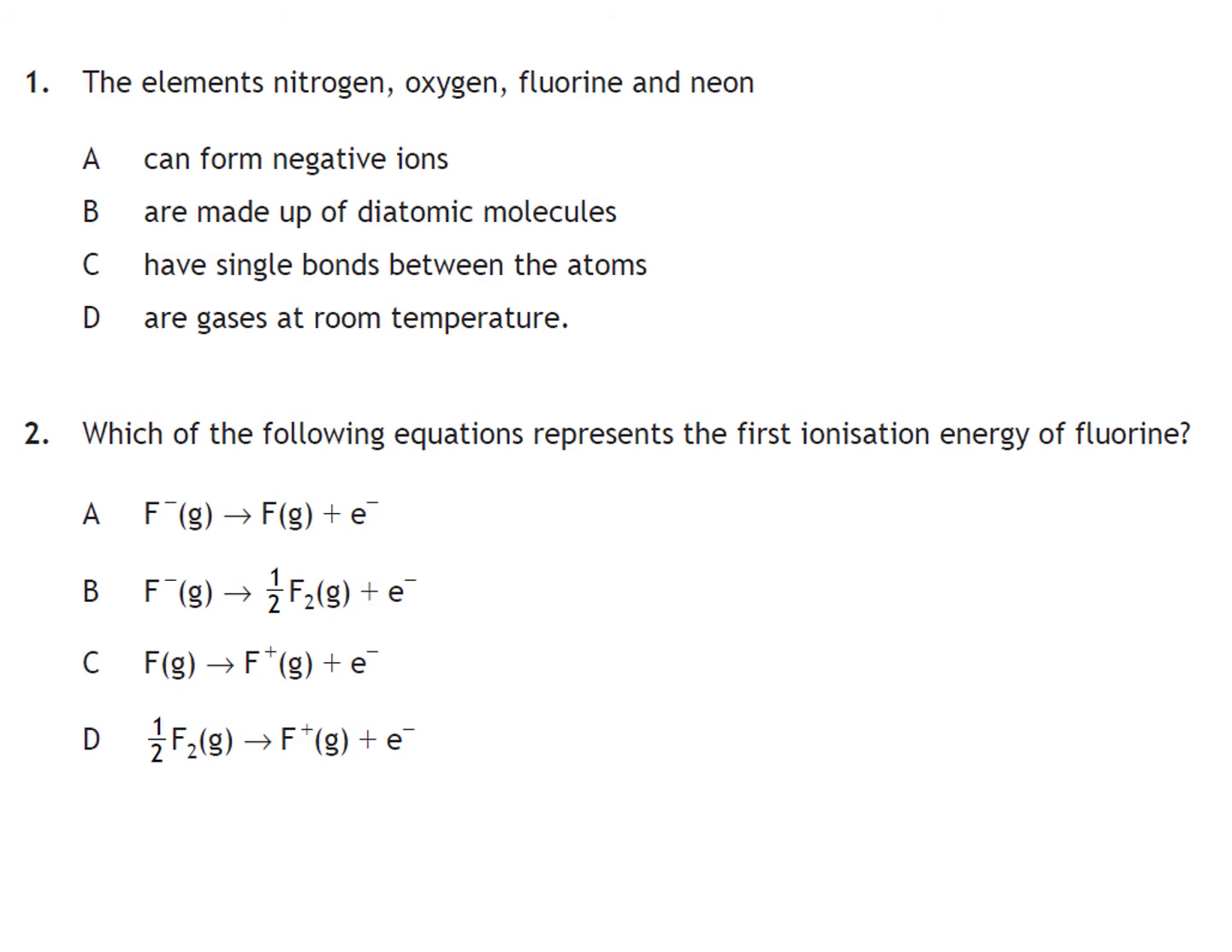Alright, so the first one is embarrassingly easy. So the elements nitrogen, oxygen, fluorine and neon. If you don't know this off the top of your head, check your data book and you should have found that they are all gases at room temperatures. They don't have single bonds between the atoms because neon is monatomic, so that doesn't fit that one. Again, neon is not diatomic because it's monatomic. The others are diatomic elements. So can they form negative ions? Well, nitrogen can, oxygen can, fluorine can, but neon again cannot. It's unreactive. Okay, so 1 is D.